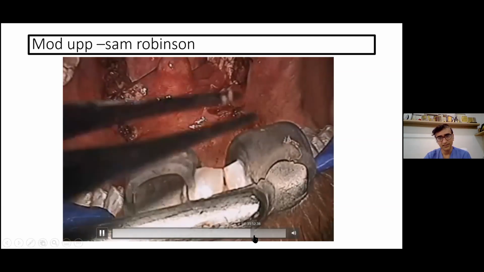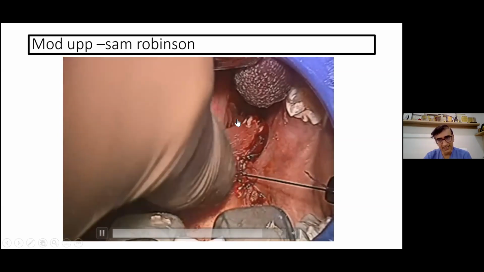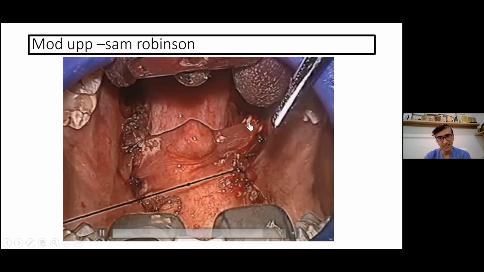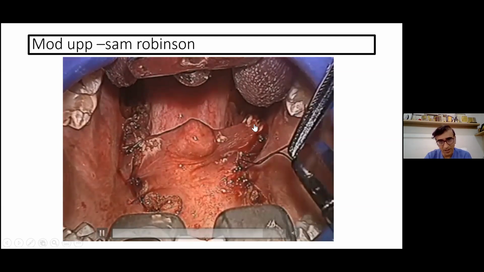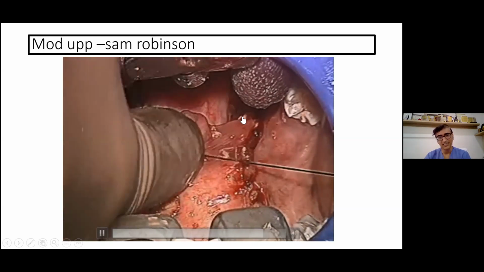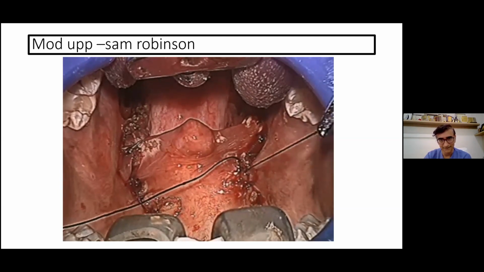So at the end of the procedure, it looks like this. You can also give mucosal release incisions if the mucosa is very taut, because if you have mucosal tension, obviously you will have a failure of the procedure because there will be dehiscence.